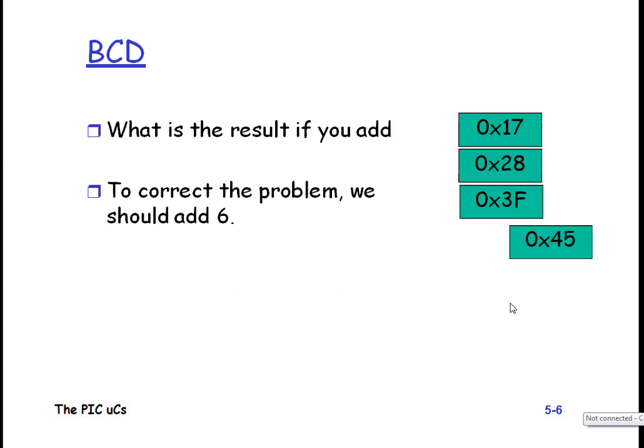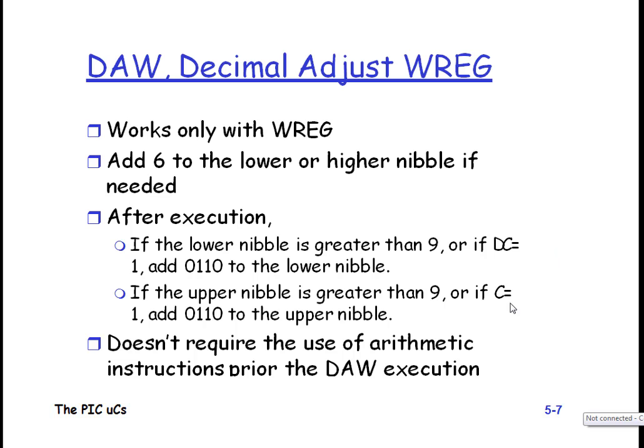BCD is like a result. If the result is an undefined or invalid number, then we add something. You also study this topic in digital logic design. To correct the problem, we should add the number 6 for BCD correction. There is a decimal adjust register instruction, DAW, which works only with WREG. So add 6 to the lower or higher nibble if needed, for undefined states.